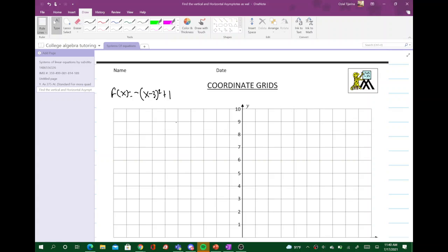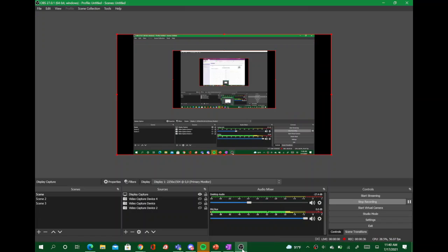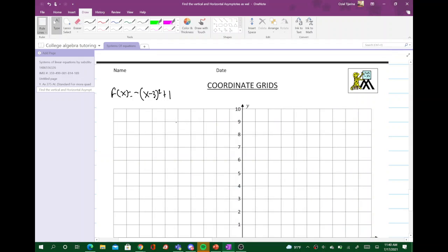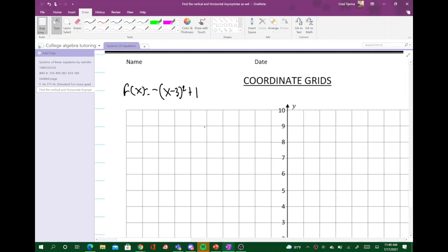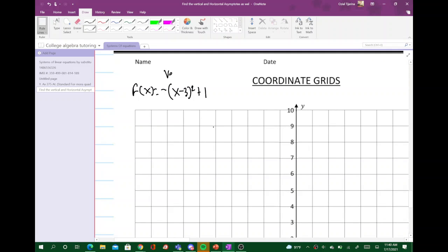Now, we have f of x equals negative the quantity x minus 3 squared plus 1. So this is what we call vertex form, right? And I will rewrite the vertex form of a parabola, or the vertex form of a quadratic. So the vertex form goes something like this.